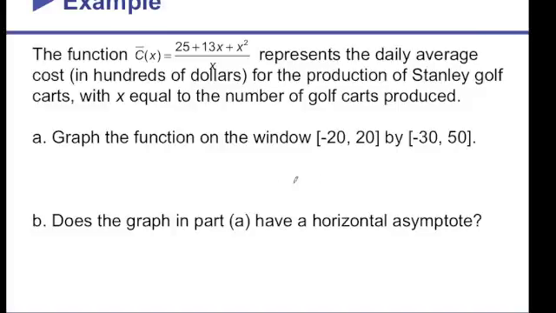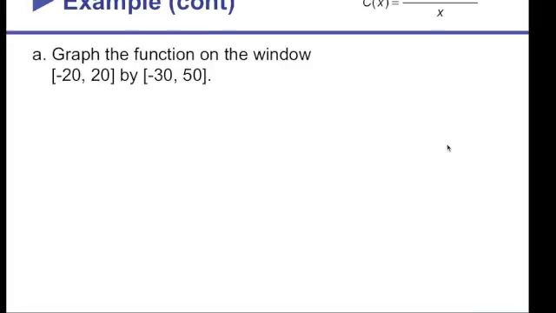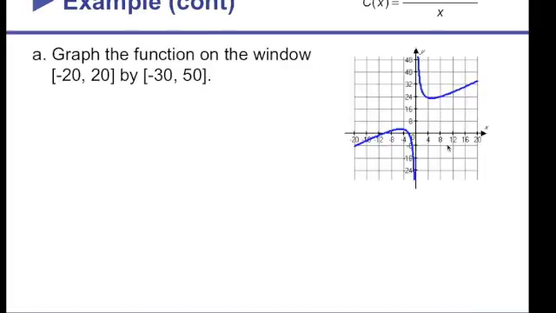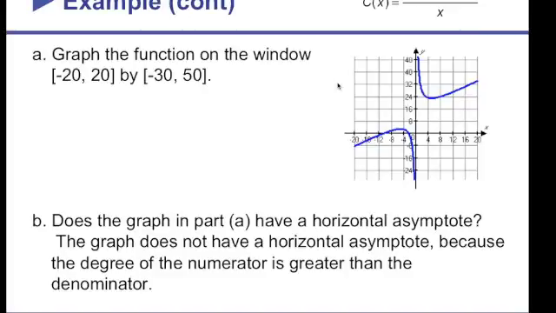Well, grabbing the graphing calculator, we would graph this. I have a representation here of what that would look like graphed. Wait a minute. I graph it, and here it is. The question is, does it have a horizontal asymptote? Well, no, it will not.